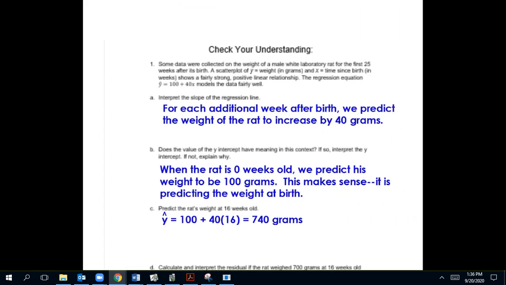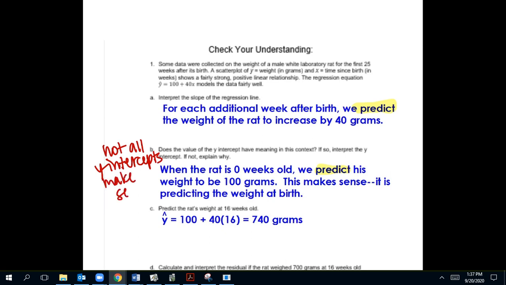All right, here we are. So check your understanding. A, for each additional week after birth, we gotta have the word predict, the weight of the rat to increase by 40 grams. I chose increase because it was positive. The y-intercept, when the rat is 0 weeks old, we predict his weight or her weight to be 100 grams. This makes sense. It's predicting the weight at birth. So again, I have the word predict in there, so necessary, but not all y-intercepts make sense. So you have to check if they do.